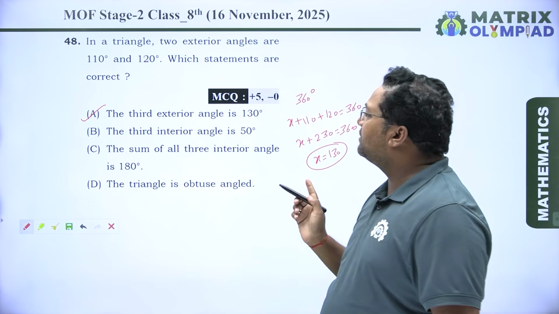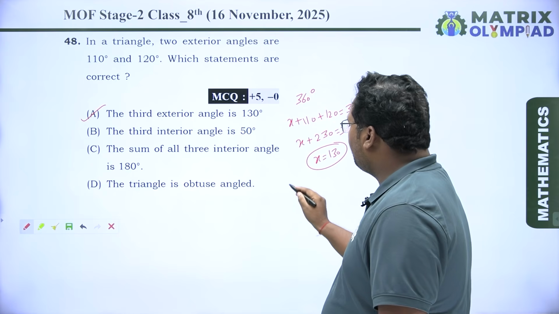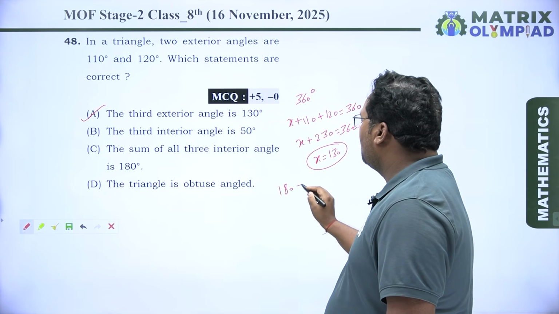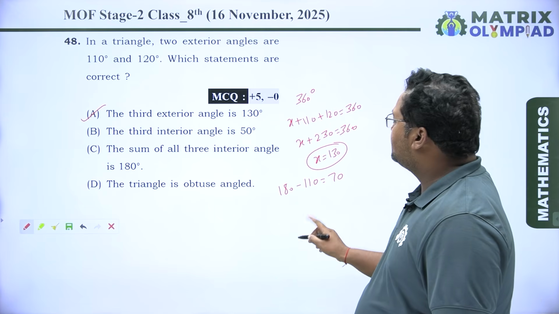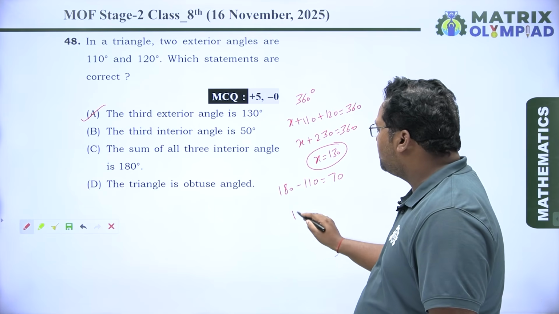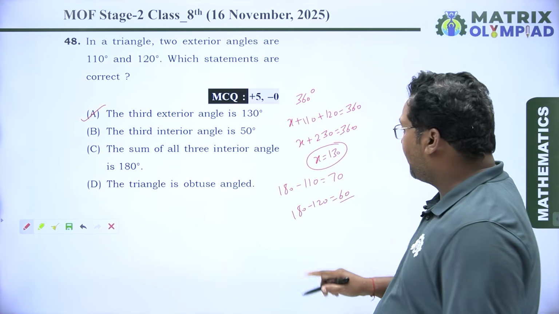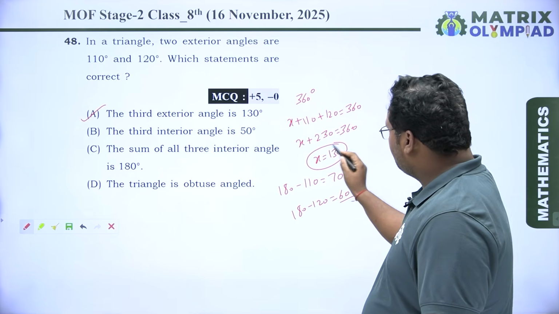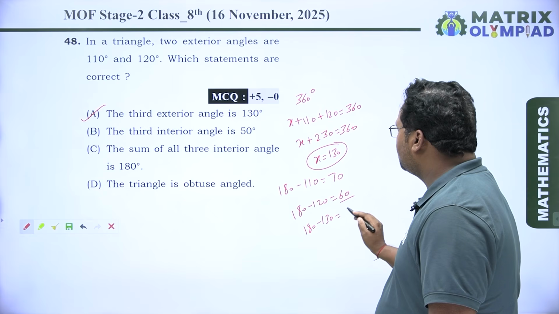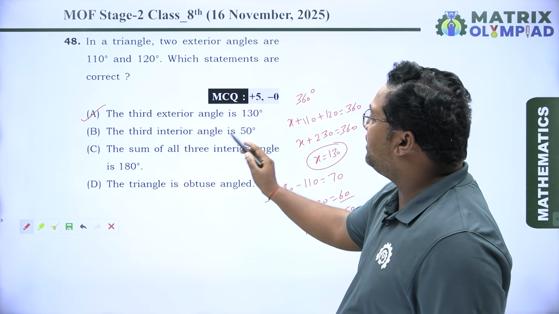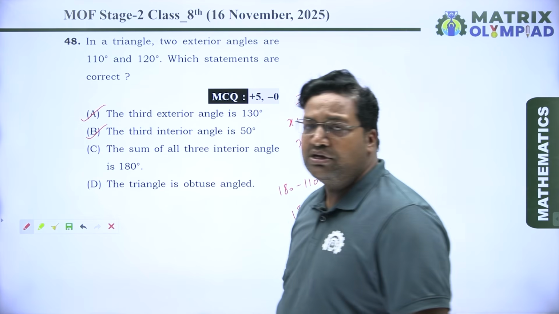Next option is the third interior angle is 50 degree. If two exterior angles are given, the first interior angle is 180 minus 110 which is equal to 70 degree. It is the first interior angle of the triangle. The second interior angle is 180 minus 120 which is equal to 60 degree. So it is our second interior angle. Third, the third exterior angle is 130 degree. So the third interior angle is 180 minus 130 which is equal to 50 degree. And it is given that the third interior angle is 50 degree. Yes, the third interior angle is 50 degree. It means option B is also correct.